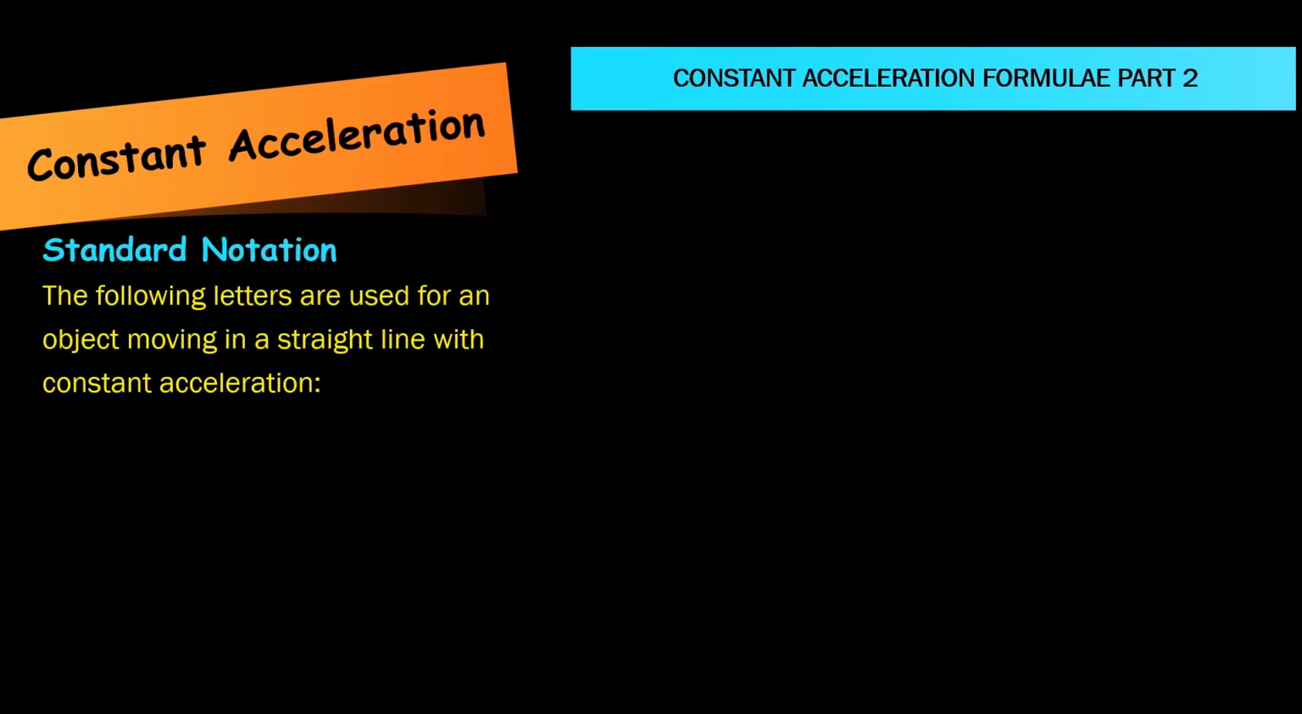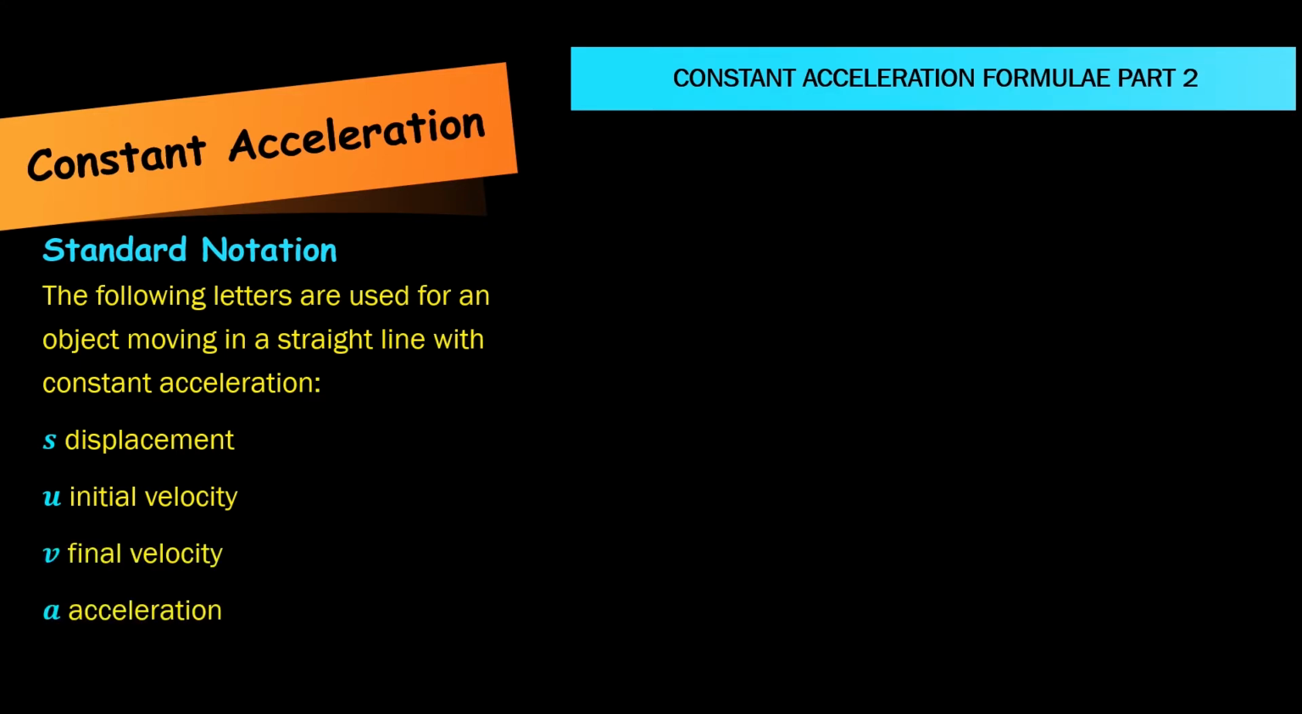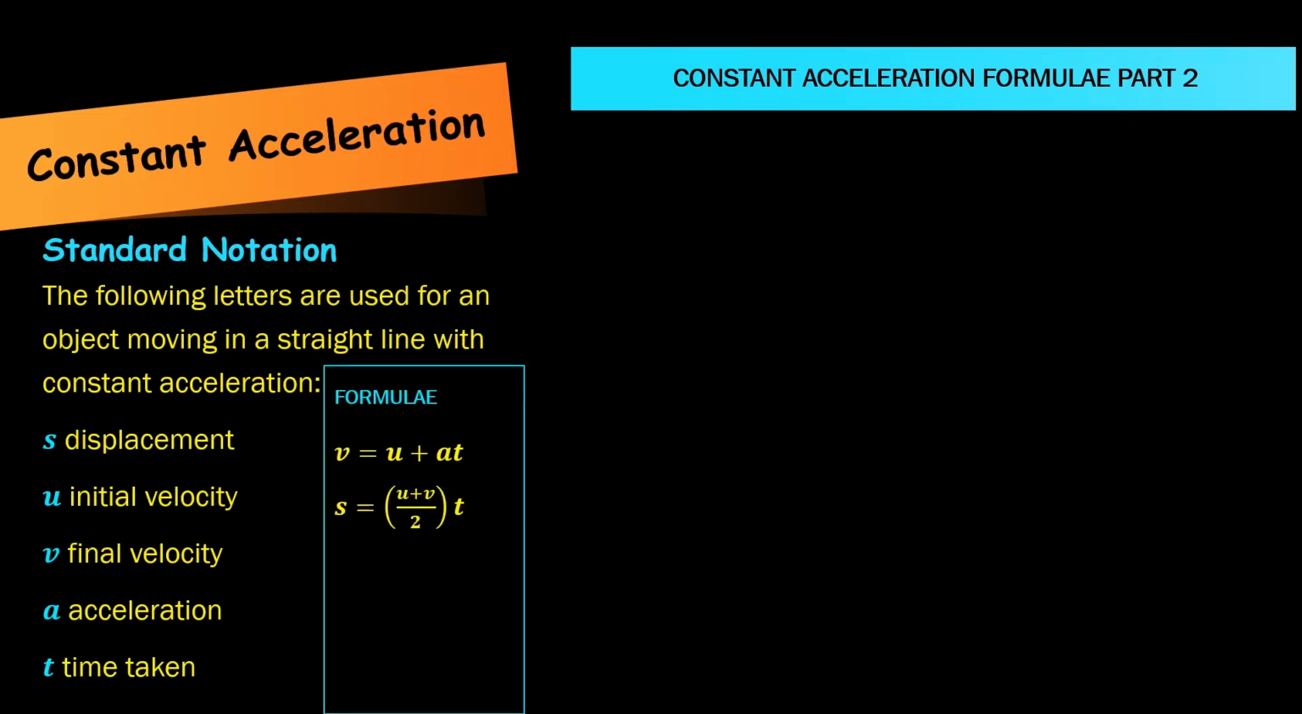session. So the following letters are used for an object moving in a straight line with constant acceleration. S represents displacement, u initial velocity, v final velocity, a acceleration, and t the time taken. The formulae which we've derived were v equals u plus at and s equals u plus v all over 2 times t. We're going to label these 1 and 2 respectively as shown.